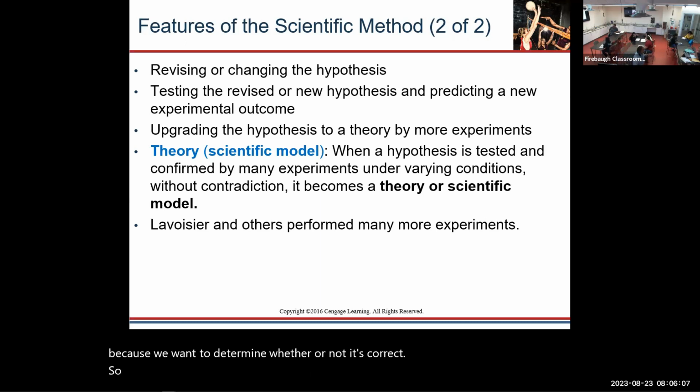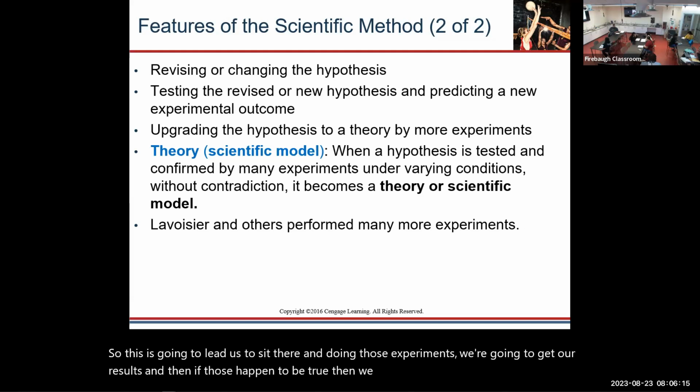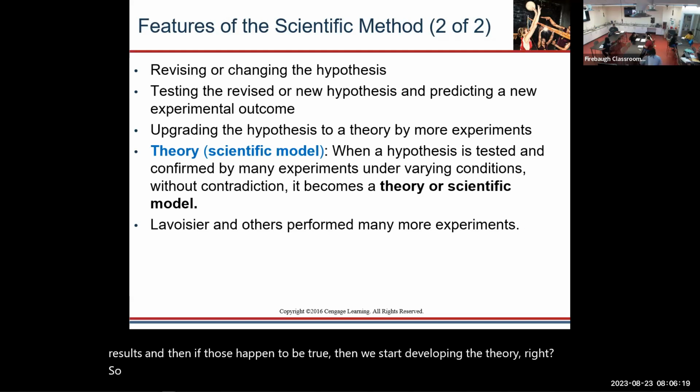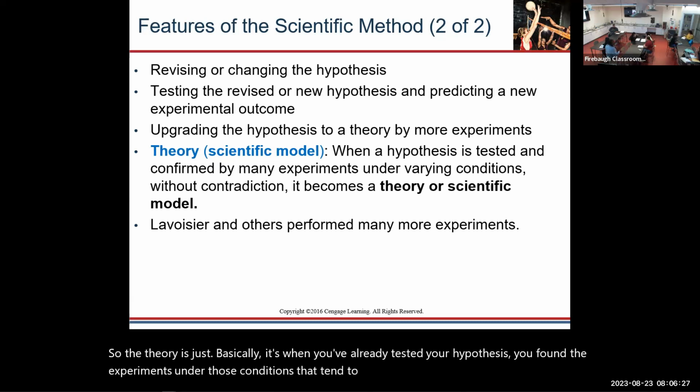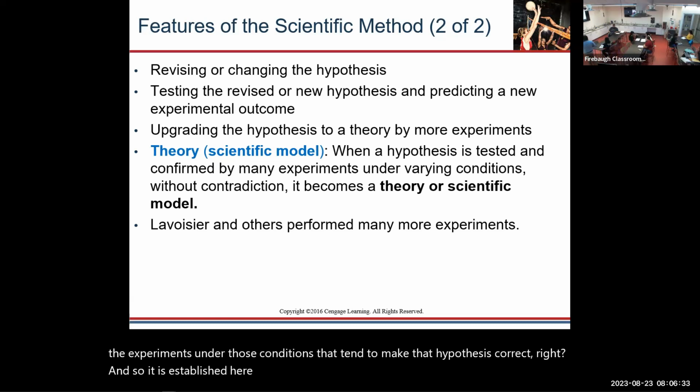So this is going to lead us to doing those experiments. We're going to get our results. And then if those happen to be true, then we start developing a theory. A theory is basically when you've already tested your hypothesis and found the experiments under those conditions that tend to make that hypothesis correct. It is established to be a theory at that point because you've done enough experiments to help figure things out.